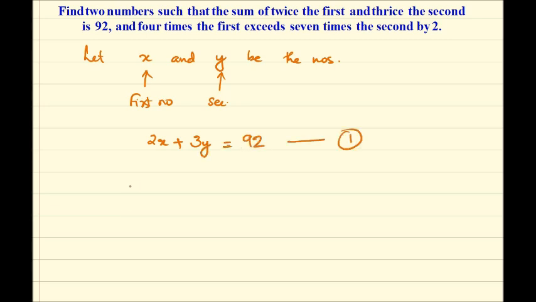In the second condition, 4 times the first, that is 4x, exceeds 7 times the second by 2, that is minus 7y, is equal to 2. This is the second equation. So we have formulated the two equations. The two equations are 2x plus 3y is equal to 92 and 4x minus 7y is equal to 2.